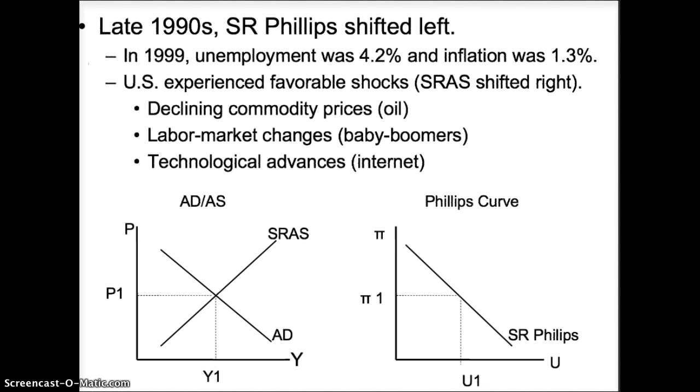When the short-run aggregate supply curve shifted right, the price level decreased and the quantity of output measured by real GDP increased. The short-run Phillips curve shifted left, meaning every point on the curve represented a lower level of inflation and lower level of unemployment. Since the price level decreased, inflation decreased. And since real GDP increased, firms had to hire more workers, so unemployment also fell.